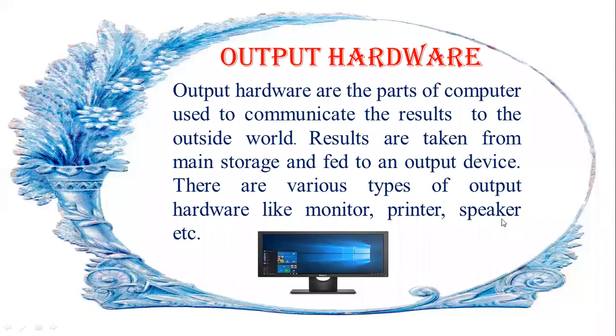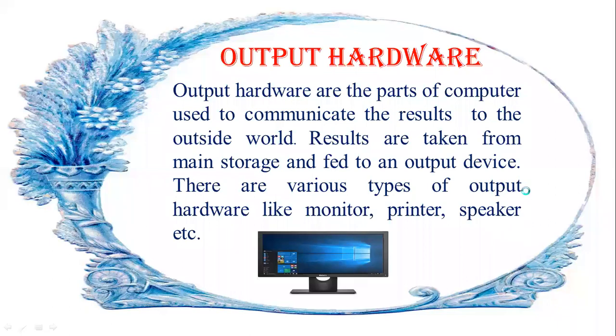Okay, so after processing hardware, let's discuss output hardware. Output hardware is the hardware that gives results to the user. Output hardware takes the result from the CPU and gives it to the user, so it is the medium to give output to the user. The output is meaningful information. There are different types of output, like monitor, printer, and speaker. If it is visual, we use a monitor. If it is sound, we use a speaker or headphone. If you need it in printed form, we use a printer. That's why output hardware is used to give meaningful information to users.